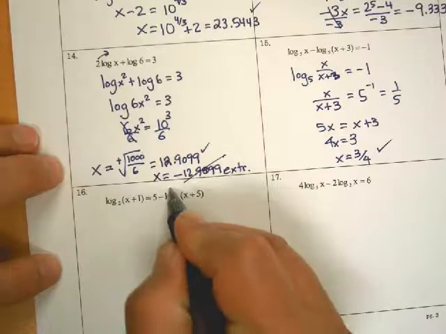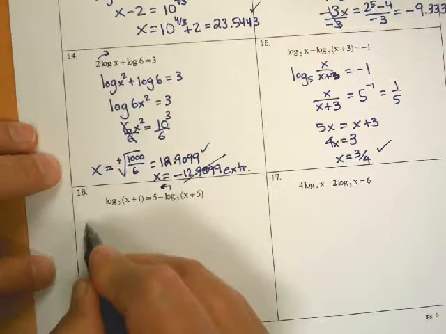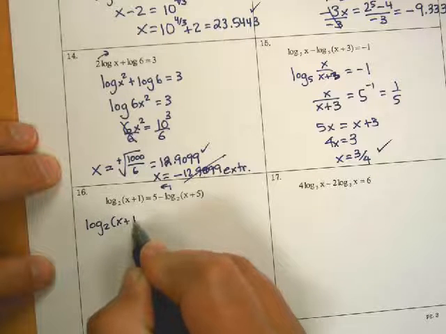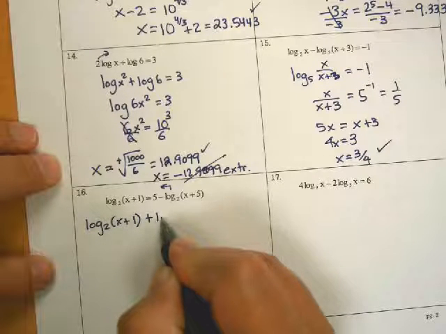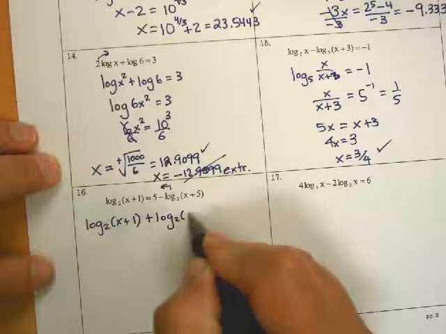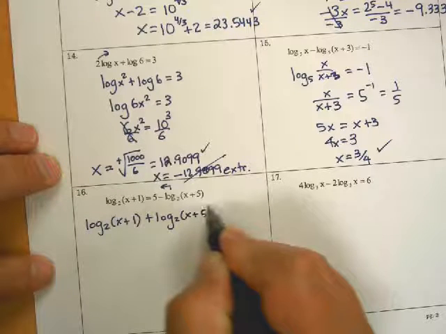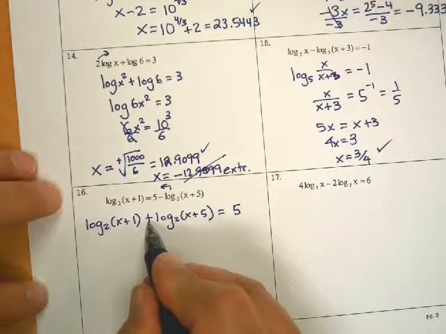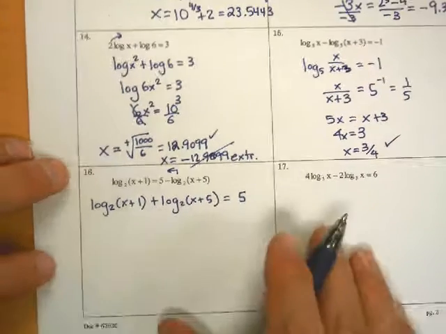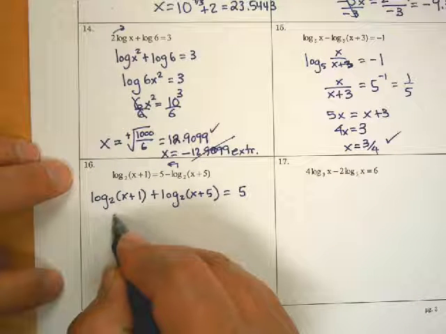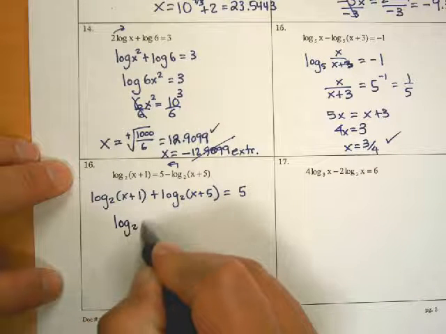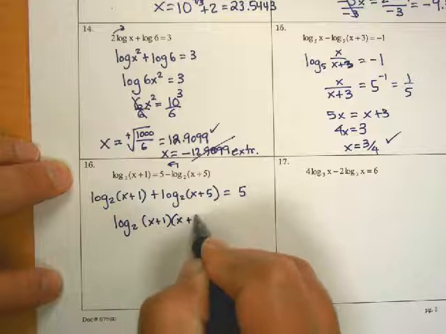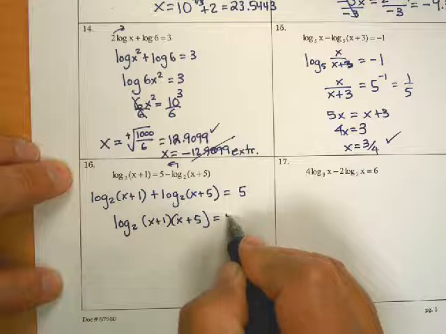Alright, so we're going to bring this log back so it joins its friend over here. Log base 2 of the one that was already here, plus log base 2 of the one from the other side, and we still have this 5 on the right. The addition between two logs becomes a product, so that's the product rule of logs. X plus 1 times x plus 5. And we've got a 5 over there.